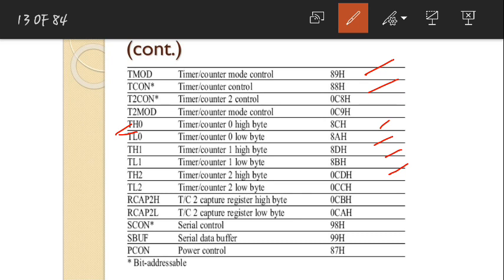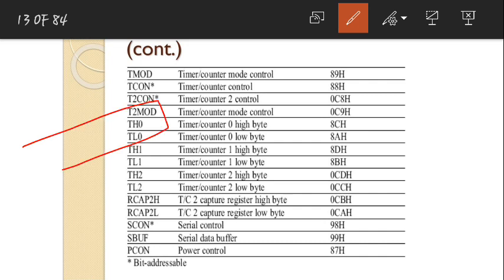Next you have SCON, SBUF, PCON. In that you have a star only for SCON. You don't have it for SBUF and PCON. Look at the addresses. What I'm trying to say is, if you have a star it is bit addressable. That means which registers are bit addressable. See, SCON is bit addressable, which means you can individually manipulate each bit in SCON.